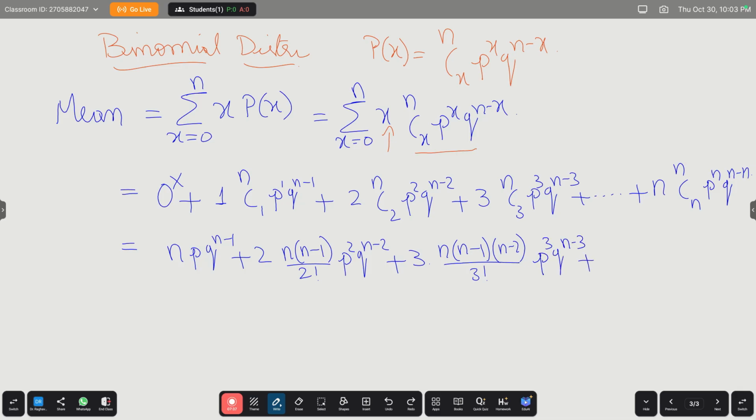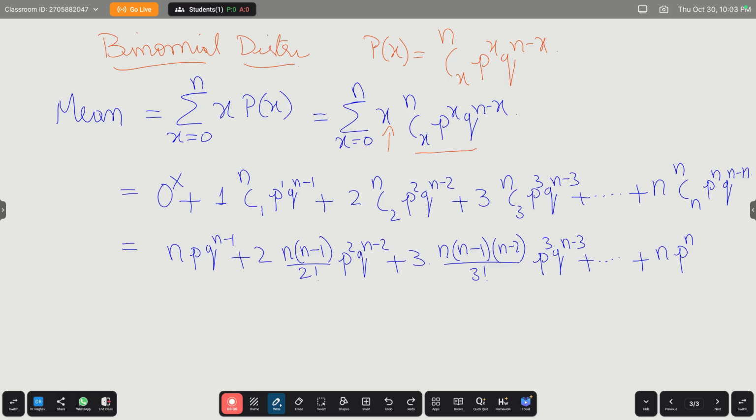If you consider the next term, it's going to be 4 times n into n minus 1 into n minus 2 into one more term, n minus 3, divided by 4 factorial. So I'll just ignore it. I'll take only these many terms, plus the last term will be n into nCn, which is 1, p power n and q power n minus n, which is 0. So q power 0 is 1.